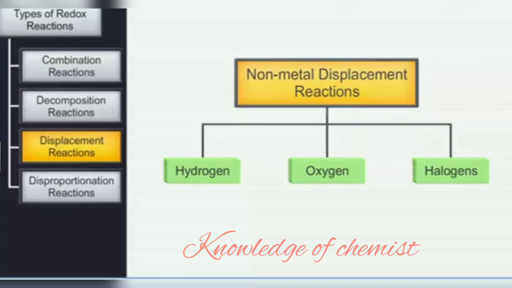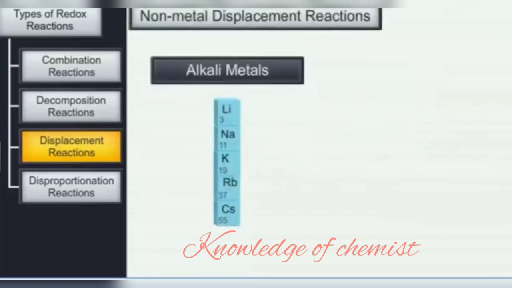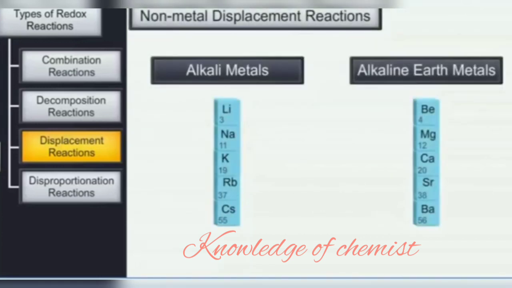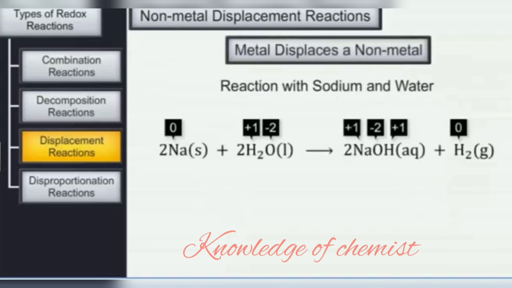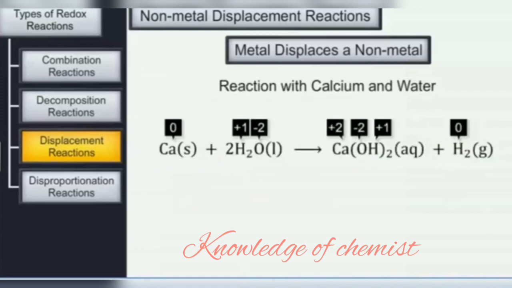Let's look at examples of metals displacing non-metals. All alkali metals and certain alkaline earth metals displace hydrogen from cold water. For example, sodium, an alkali metal, displaces hydrogen from cold water to give dihydrogen gas. Similarly, calcium, an alkaline earth metal, reacts with cold water to displace hydrogen.